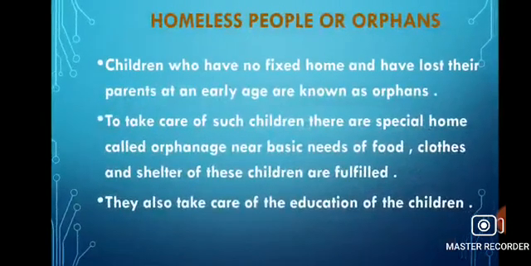Now, the next topic of this chapter is homeless people or orphans. Children who have no fixed home and have lost their parents at an early age are known as orphans. To take care of such children, there are special homes called orphanages. Here the basic needs of food, clothes and shelter of these children are fulfilled. They also take care of the education of the children.